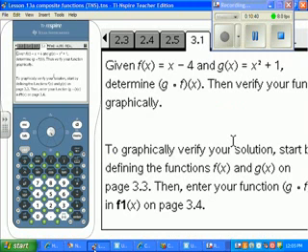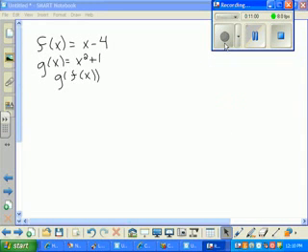So you should be on 3.1 in lesson 13a. Are you there? All right, so here's our new function. F of x equals x minus 4, and g of x equals x squared plus 1. Determine g of f of x. We're not going to verify it graphically, but I want you guys to find it algebraically. All right, somebody set it up for me, please.